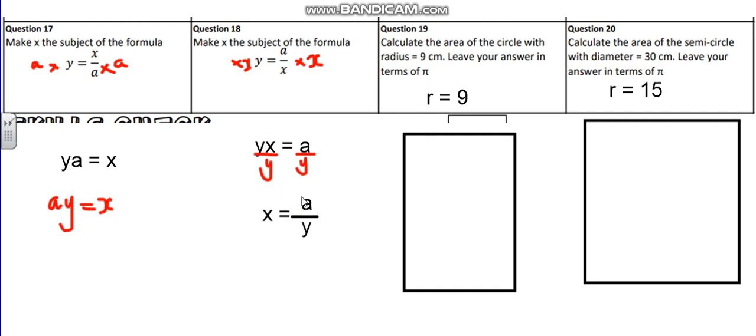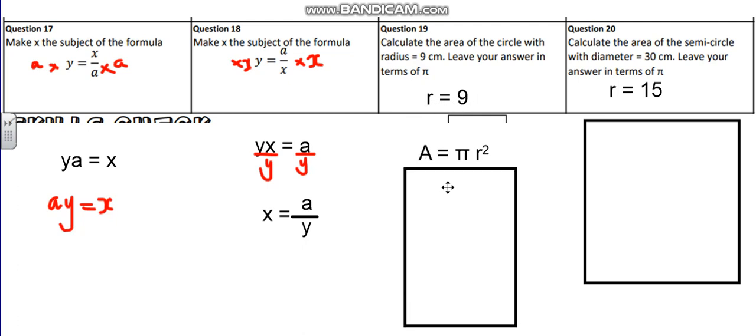Number 19 said, we've got to calculate the area of the circle with a radius of 9 and leave your answer in terms of pi. So we don't need a calculator, we just need to leave it in terms of pi. I'm just reminding myself that r is 9. The next thing I need to remember is the formula, which is a equals pi r squared.